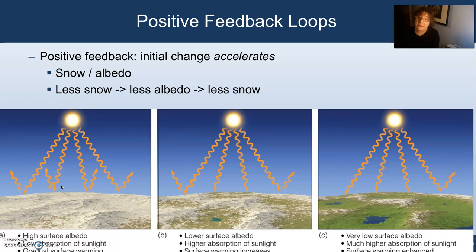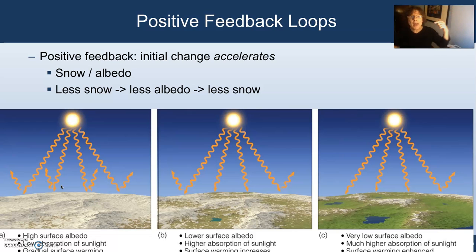Let's see how this is a positive feedback loop. So our initial circumstance was that there was high surface albedo with a lot of snow on the ground. So our change, let's say it's the ice ages, okay? Our change was that now we've got this glacier on the ground. And then our events that happened were that there was low absorption of sunlight off of this glacier, and there was a lot of reflectivity.